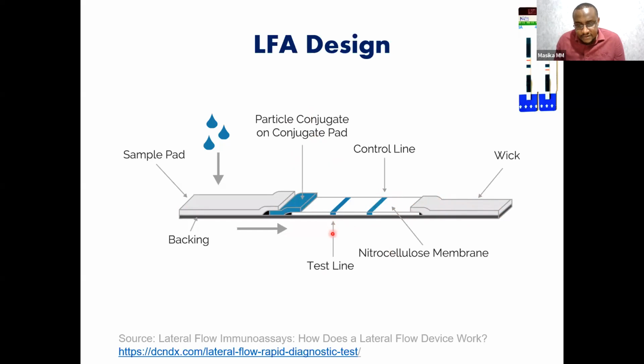So if you're looking for an antibody in the sample, you can put an antigen here. If you're looking for an antigen in the sample, you can put an antibody here. So this test line is what gives you the test specificity. And you can design this even yourselves here in Nairobi. It is possible. You can order this stuff and design a test.